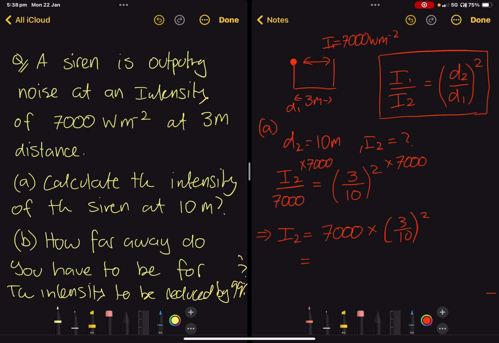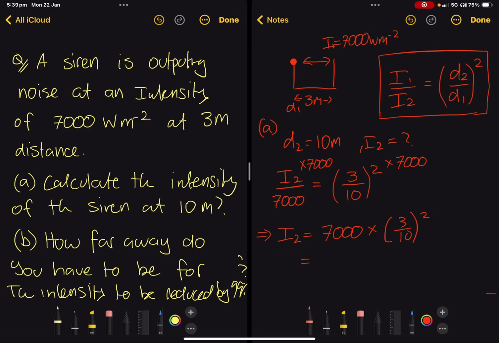Now, this has to be the way we calculate this because the intensity further away has to be less. So we have to be multiplying 7,000 by something less than 1. It couldn't have been 7,000 times 10 over 3, right? This is a check you can do in an exam, by the way. You can think about the physics of what's going on. You're further away, so it's quieter. You're further away, therefore the intensity is lower. So you can check these as you go along by logically intuiting how the question works.